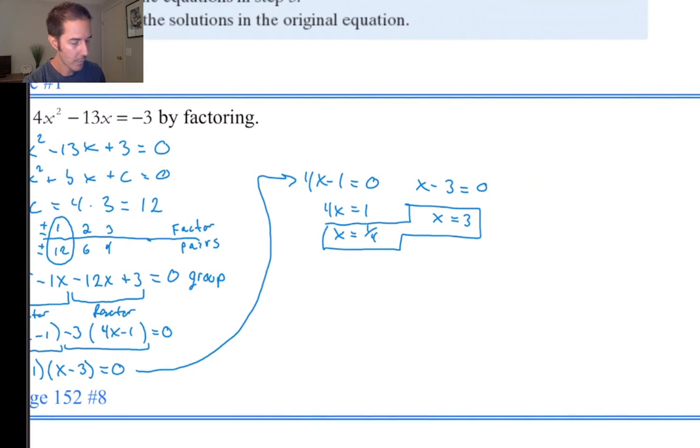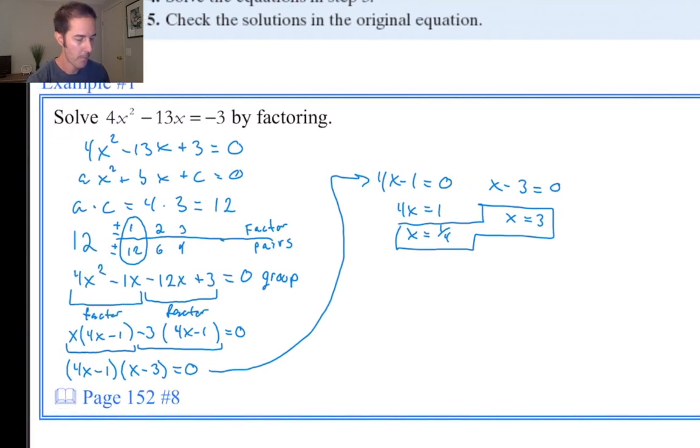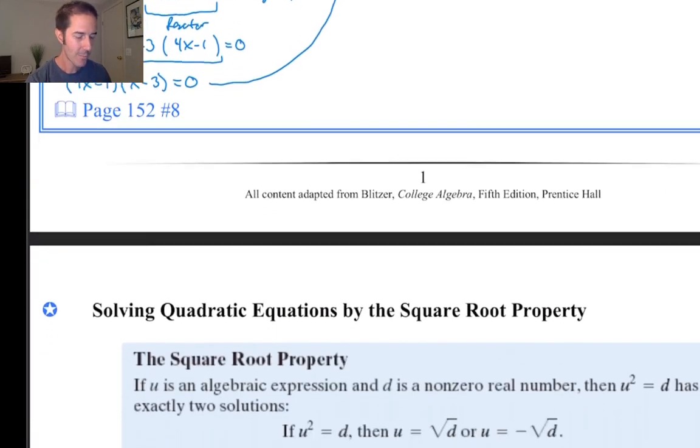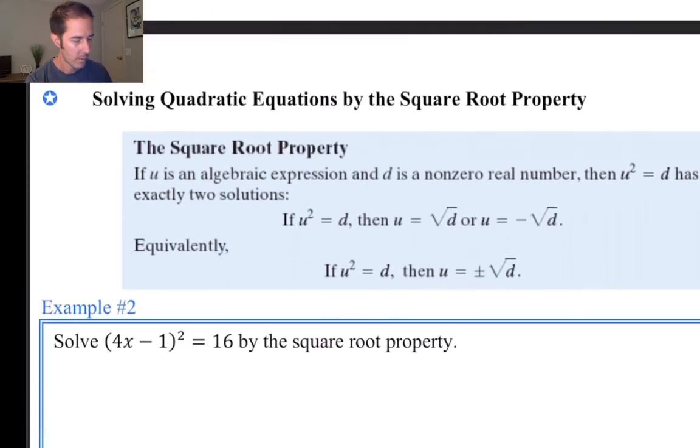Could you check those by plugging them back into your original equation? Absolutely. I won't do that here, but you could do that. It's not really necessary, but you could.